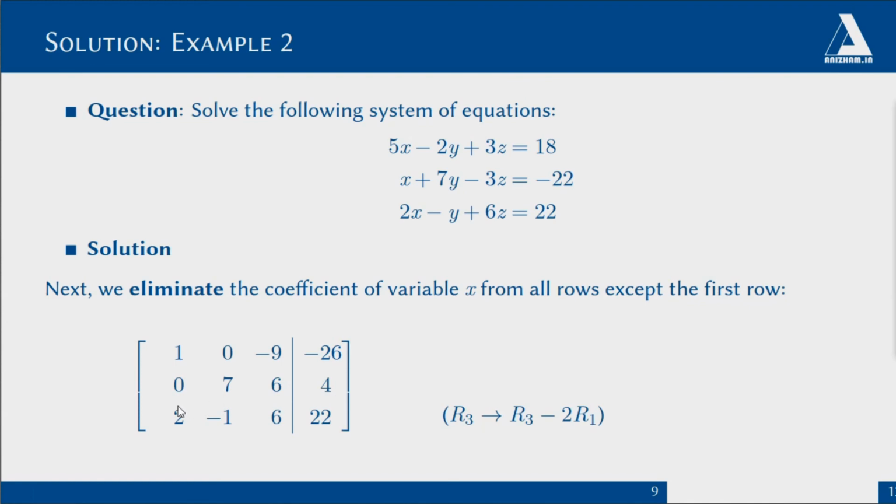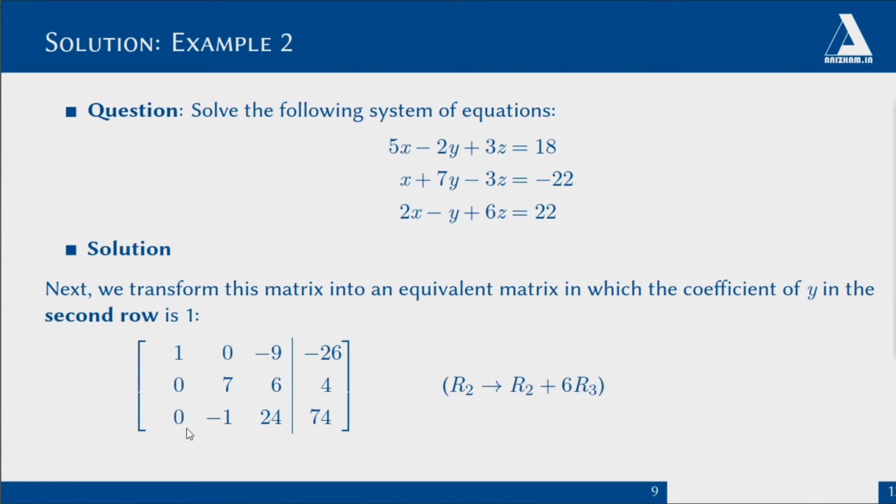Now in order to eliminate this 2 from this row, R3 is replaced by R3 minus 2 times R1. So 2 minus 2 times 1 is 0, minus 1 minus 0, 6 minus 2 times minus 9, that is 6 plus 18, and 22 minus 2 times minus 26. So the last row is 0, minus 1, 24, 74.